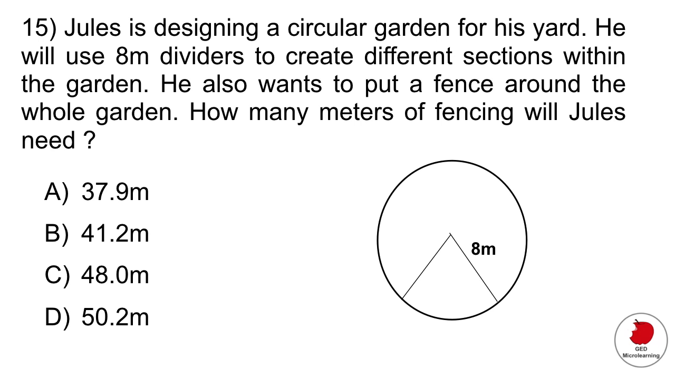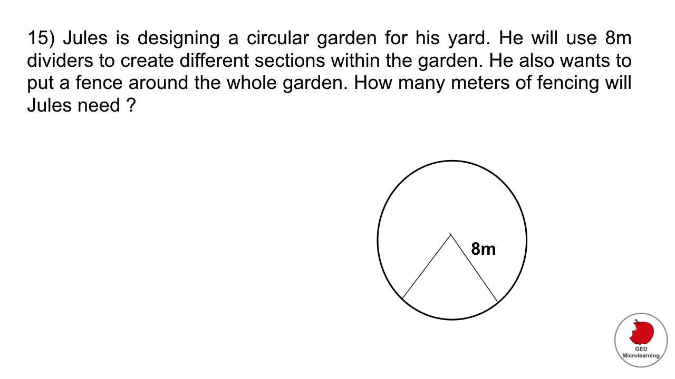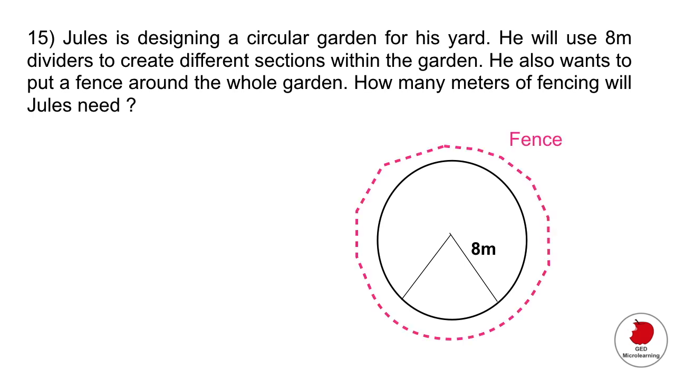Question 15. Jules is designing a circular garden for his yard. He will use 8-meter dividers to create different sections within the garden. He also wants to put a fence around the whole garden. How many meters of fencing will Jules need? All right, so this is what they're asking us. They want to know if he was to put a fence around the garden like that, closer to the garden, of course, how many meters would he need?